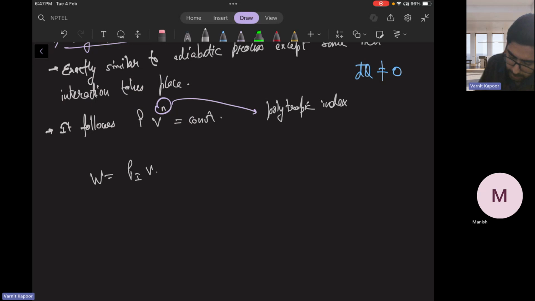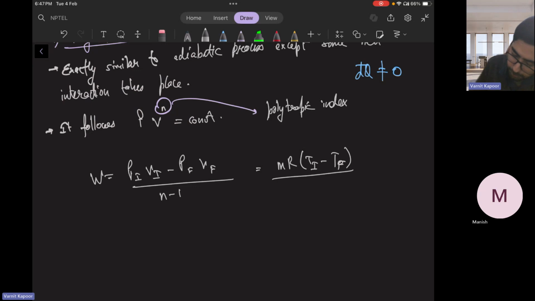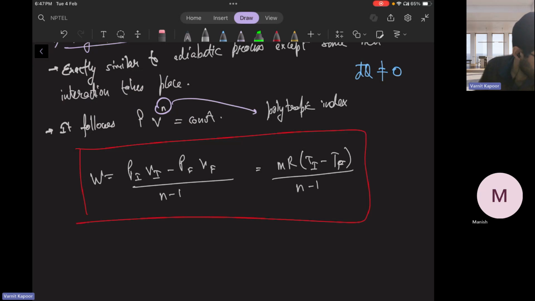So the formula for the work done will be again the same: P initial V initial minus P final V final over n minus 1, or in terms of T you can write mR (T initial minus T final) over n minus 1. Same, only from gamma it changed to this n. Okay, this is your formula.